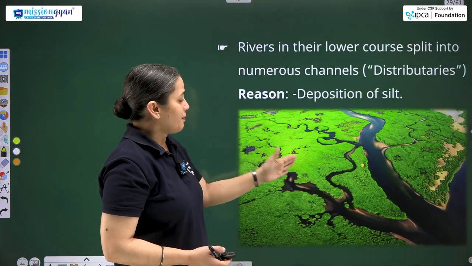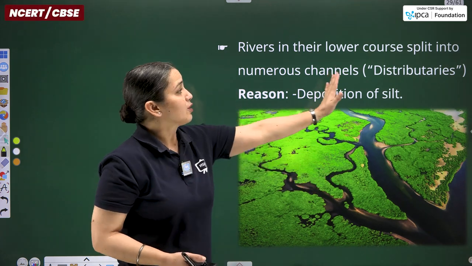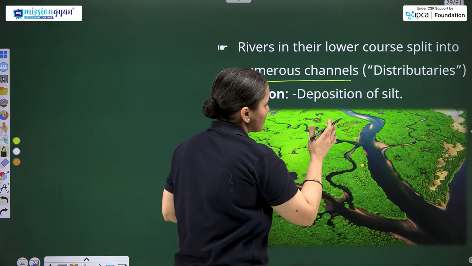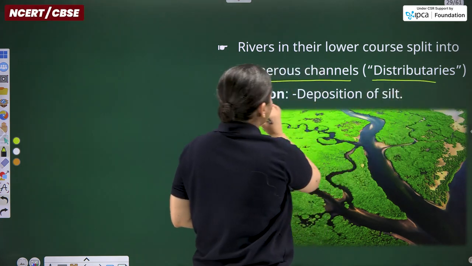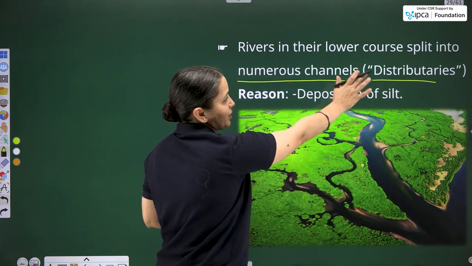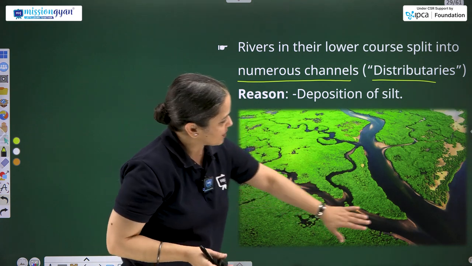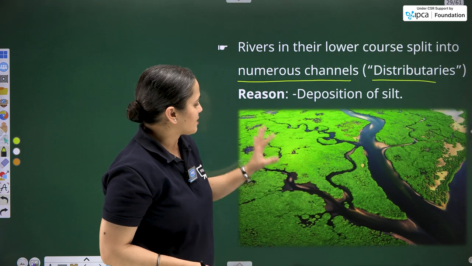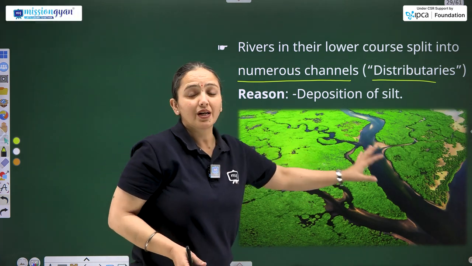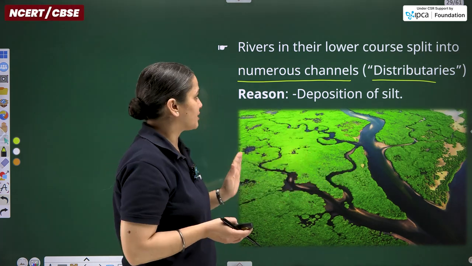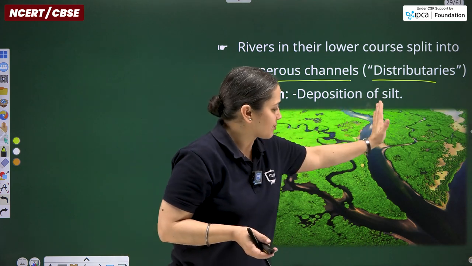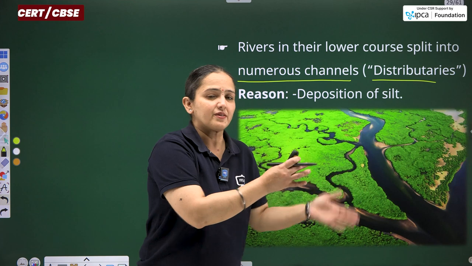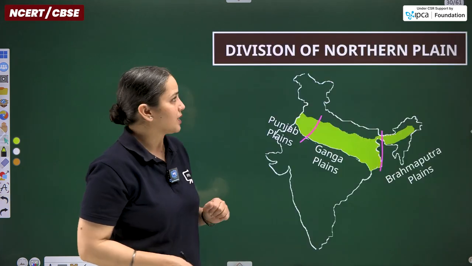And talking about the next part, you can see over here rivers in their lower course split into numerous channels. Channels are also considered as tributaries and distributaries. Over here we are talking about just the distributary term. Here you can see the main river is flowing, and from there itself several channels are extracting the water from the main river as the water is being distributed among them. The reason is deposition of silt. Suddenly the deposition of silt comes in between and there comes a passage on its own naturally.